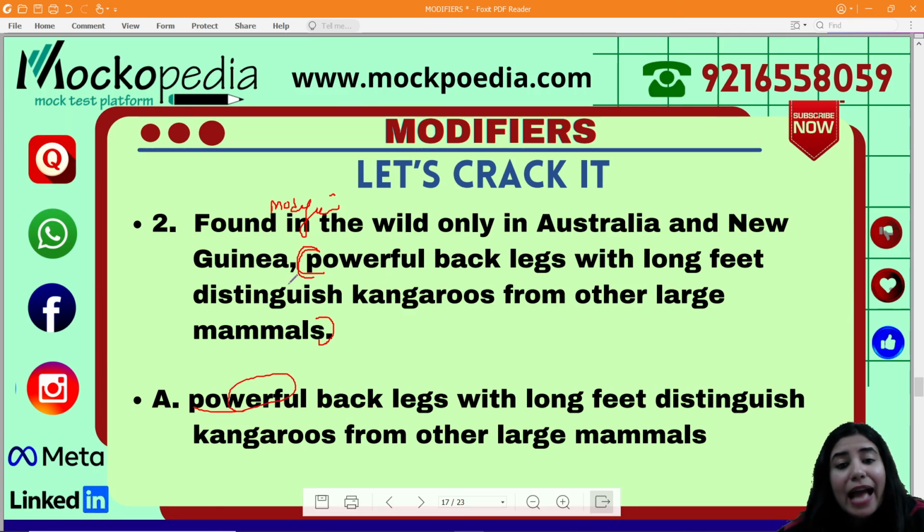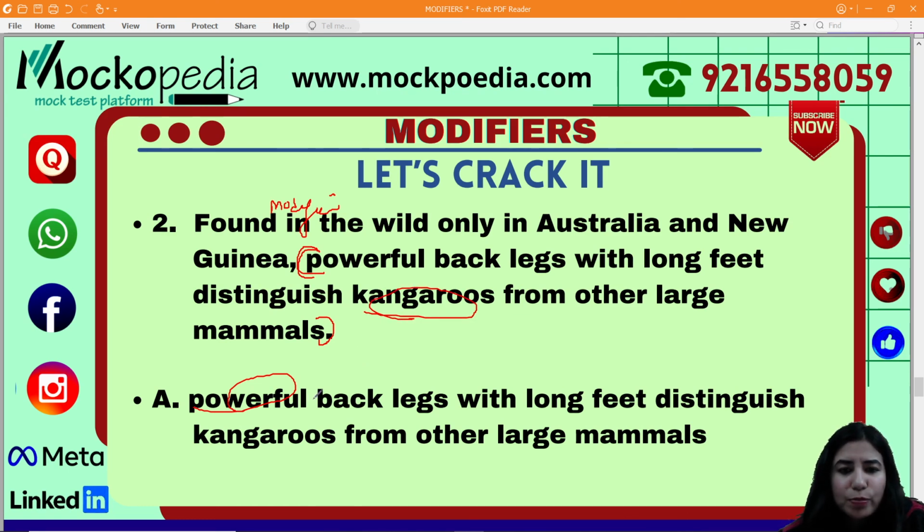Powerful back legs kangaroos के होते हैं with long feet that distinguish them from other mammals, right? पर हम बात ऑस्ट्रेलिया में कौन पाए जाते हैं, kangaroos पाए जाते हैं. तो ये यहाँ पर आपके kangaroos आना चाहिए, right? So here we need kangaroos. So that is the reason A can get eliminated.